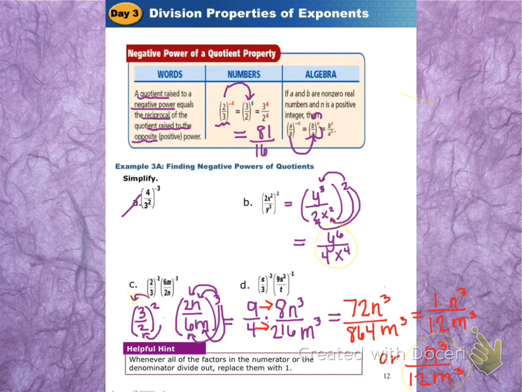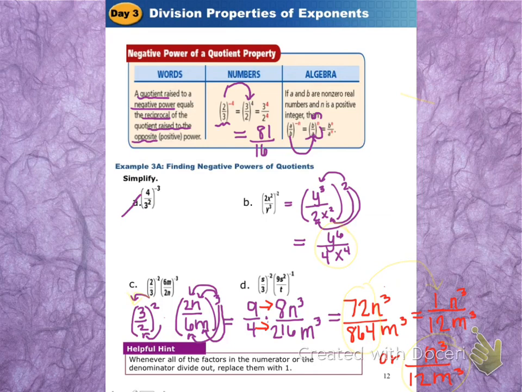Now I happen to know that was reducible because they're both even, but instead of having to go through all of the possible factors of 72 and 864 to see how to reduce it, there's a shortcut. You can simply just put the 72 divided by 864 in your calculator. It will give you a decimal equivalent, but if you go to the math menu and you choose fraction and enter, it will then go ahead and reduce it for you. And I did that, and it reduced to 1/12.